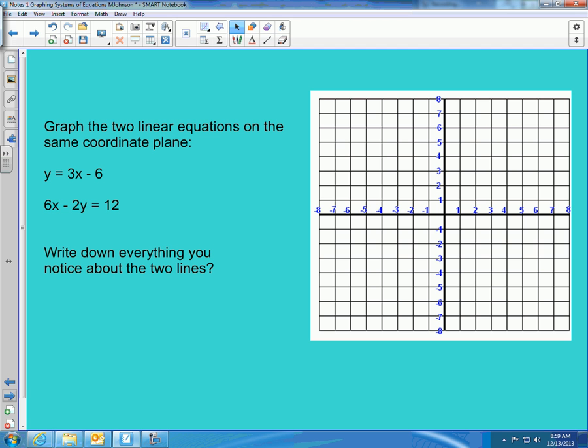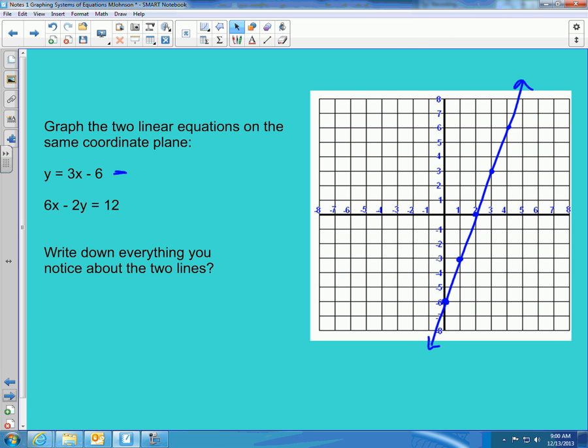All right, so let's graph our second problem here. And we're going to graph our first equation in blue. So we're going to be at -6, and then we're going to go up 3 over 1, up 3 over 1, up 3 over 1, and we can't go any further in either direction.